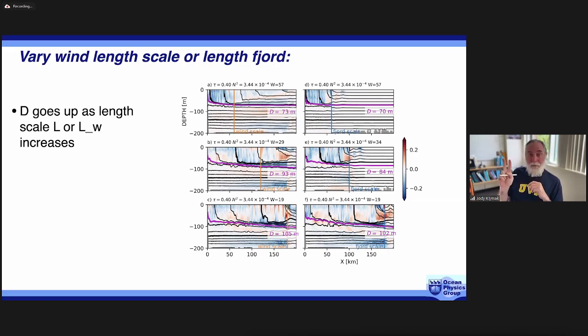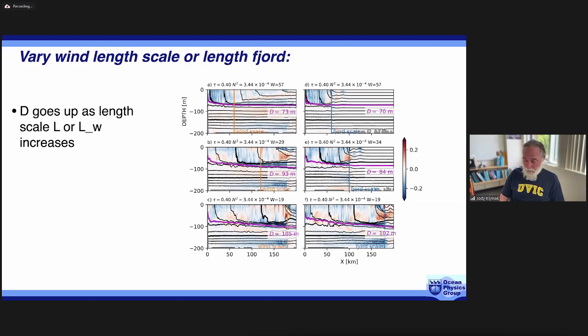There's also a second important factor, which is how long the fjord is or how long the wind scale is. So I was able to vary those as well. These are all the same stratification and wind forcing, but change the scale of the wind. So the wind dies off on a shorter scale here, medium scale, longer scale. And you see that as the scale of the wind gets longer, you end up ventilating more of the water.